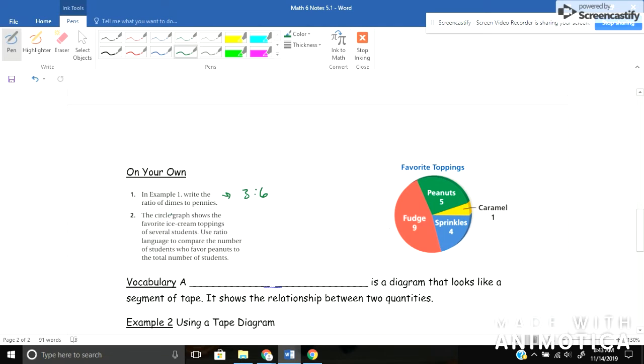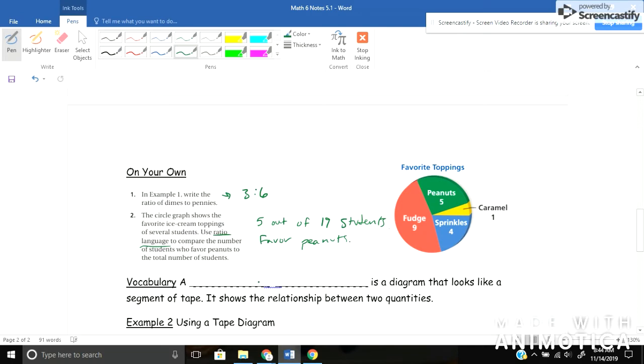And number 2 says the circle graph shows the favorite ice cream toppings for several students. So we got peanuts, fudge, sprinkles, and caramel. Use ratio language to compare the number of students who favor peanuts to the total number. Okay, so for peanuts, I would say 5 out of, and the total here, if you add all these, you come up with 19 students favor peanuts. Okay, that's what it means when it says ratio language. So put it in a sentence form like that.